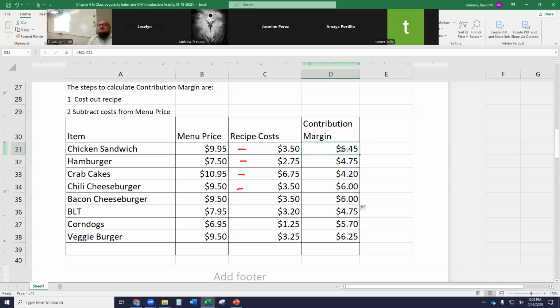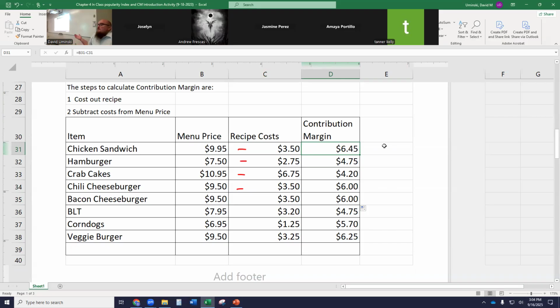So $6.45 is your chicken sandwich contribution margin. Hamburger is $4.75. Crab cakes are $4.20, and chili cheeseburgers are $6. Everything else is given for you. Which one has our biggest contribution margin? The chicken sandwich at $6.45. Which one has the lowest? Crab cakes at $4.20, right?